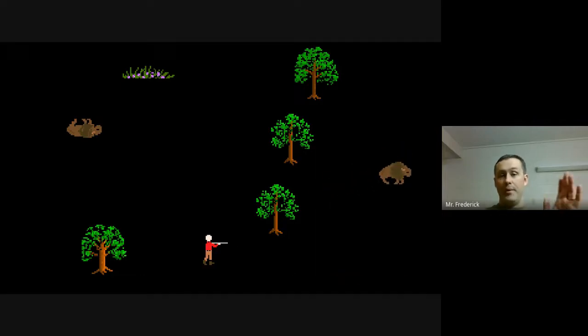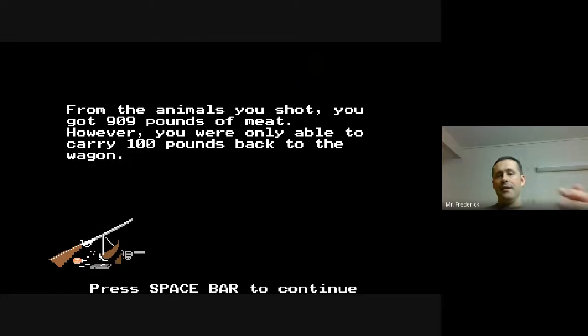You may think, I want to keep shooting. This is fun. But remember, each time you shoot, you're wasting a bullet. And when you're hunting, you can only carry 100 pounds of meat back. So once you've shot a buffalo or a bear, you might as well stop because they're going to have more meat than you can carry back to the wagon. So the hunting game goes on for about a minute. And then, from the animals you shot, you got 909 pounds of meat. However, you were only able to carry 100 pounds back to the wagon.